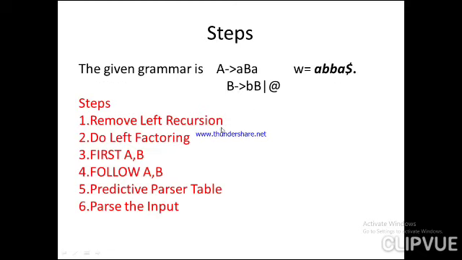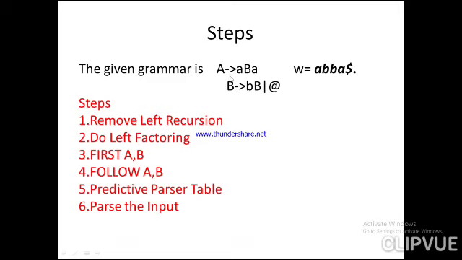All of you know how the predictive parsing technique works. You have already taken a test on this also. Predictive parsing works based on the following steps. First, for a given grammar, it tries to remove the left recursion. Then it does the left factoring. Then it computes the first and follow of the non-terminals, that is, those at the head of the production, A and B. Then it constructs the predictive parsing table. Then it uses that table to parse the given input, that is, a b b a.